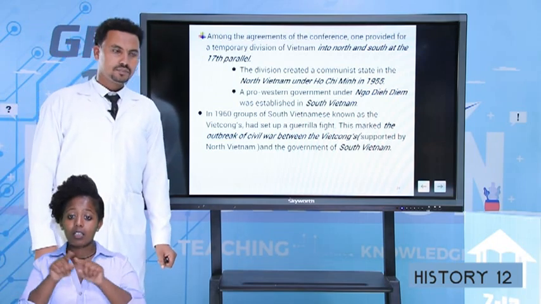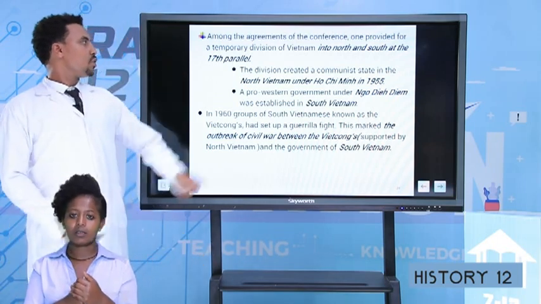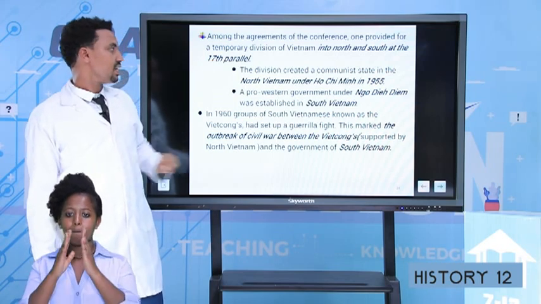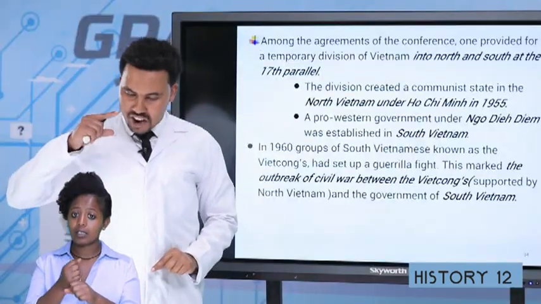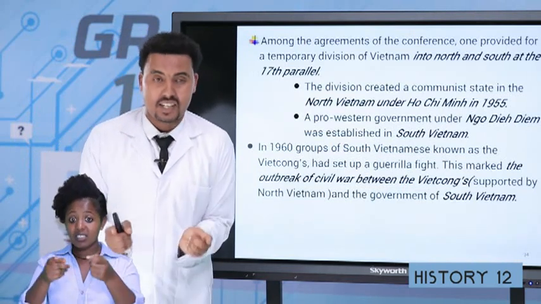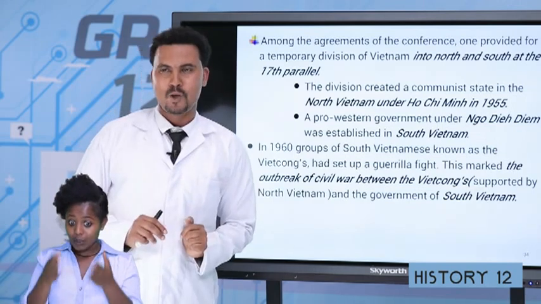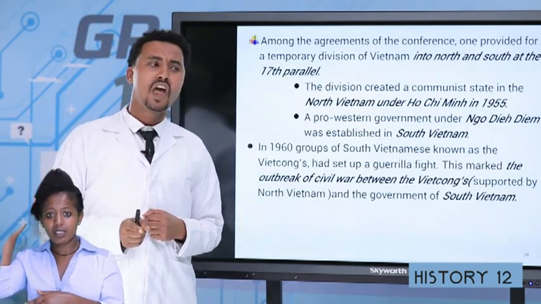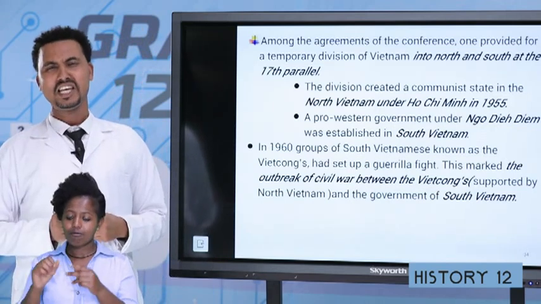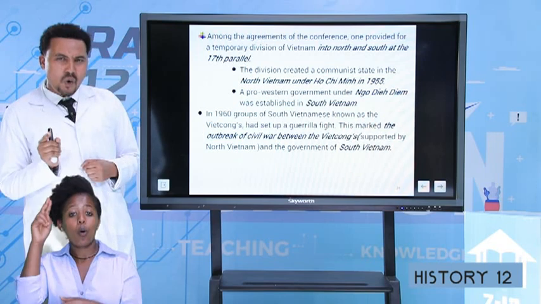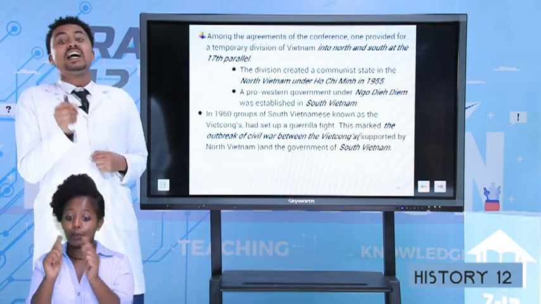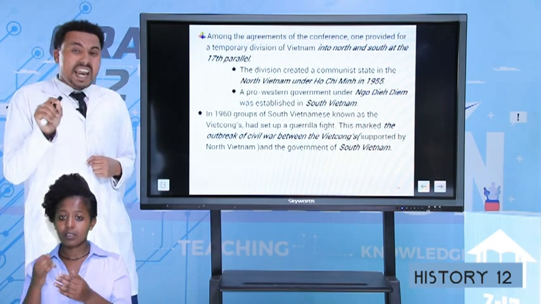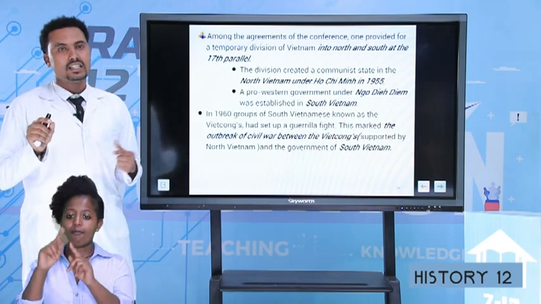Among the agreements of the superpowers was the division of Vietnam into North and South at the 17th parallel. The division created North Vietnam under the leadership of Ho Chi Minh, a socialist country, while South Vietnam was under the leadership of Ngo Dinh Diem. He was the leader of South Vietnam. Ho Chi Minh organized a secret group in South Vietnam, known as the Viet Cong. Mind you students, the Viet Cong was organized by North Vietnam secretly in the South.